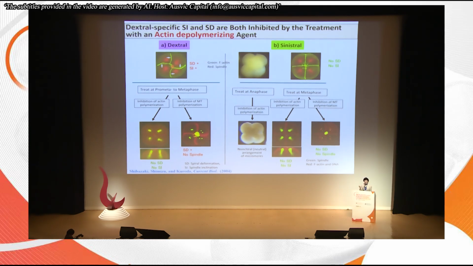Then I realized actin is important, because when you inhibit actin polymerization, there's no membrane formed, but the spindle is not tilted. So the spindle is not pushing the shape of the cell. But if you look at this side, if you inhibit microtubule polymerization, there's no spindle, but there's a substantial spiral deformation. So what we got is that actin must be important.